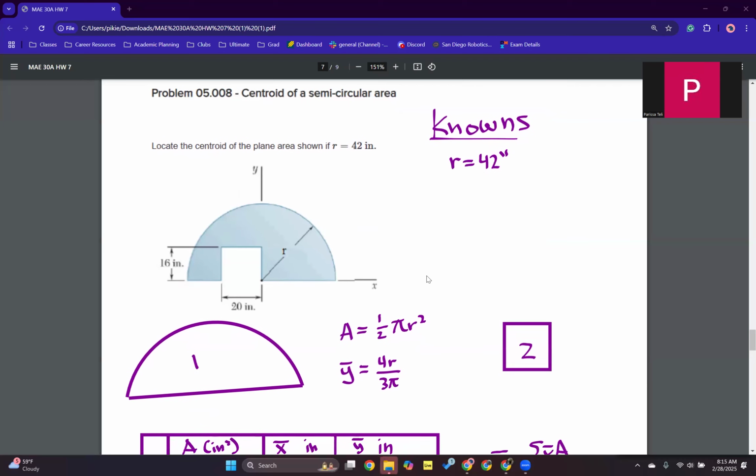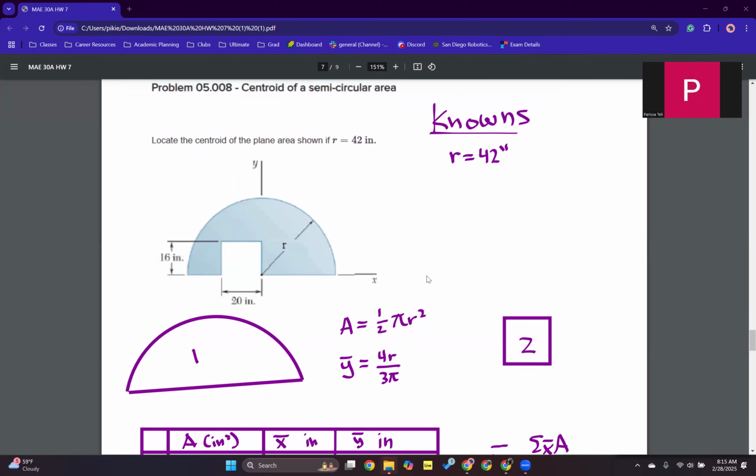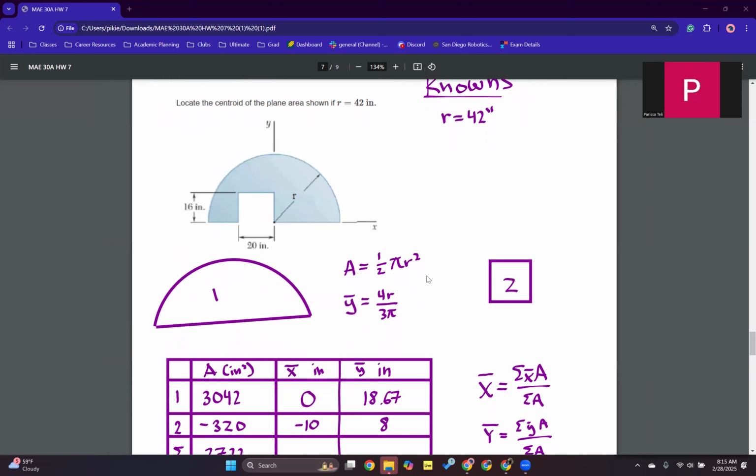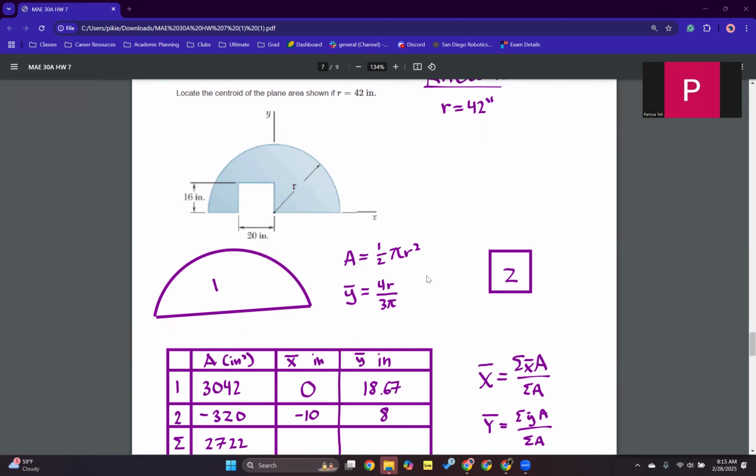With that knowledge, we can start developing a little table that just organizes our information. I'll find the area A for both regions 1 and 2, then I'll also find the centroids for each of those individually. In doing so, that gets us this table here. So we have the areas of each segment, the x and y centroids, and we also need to denote the total area.